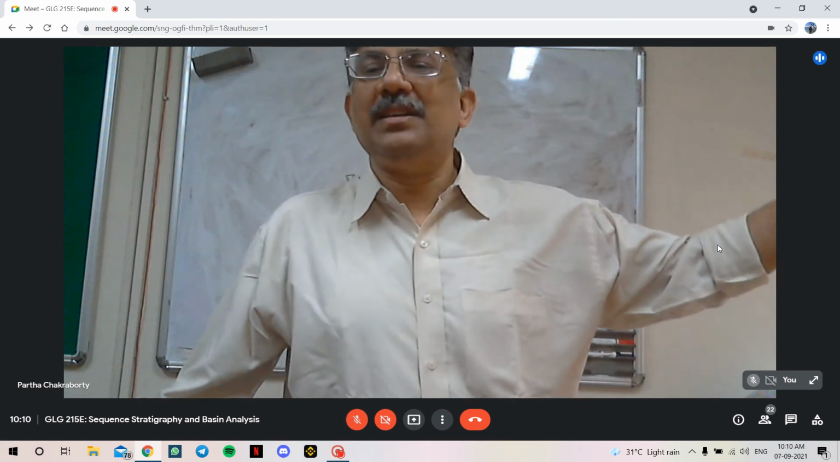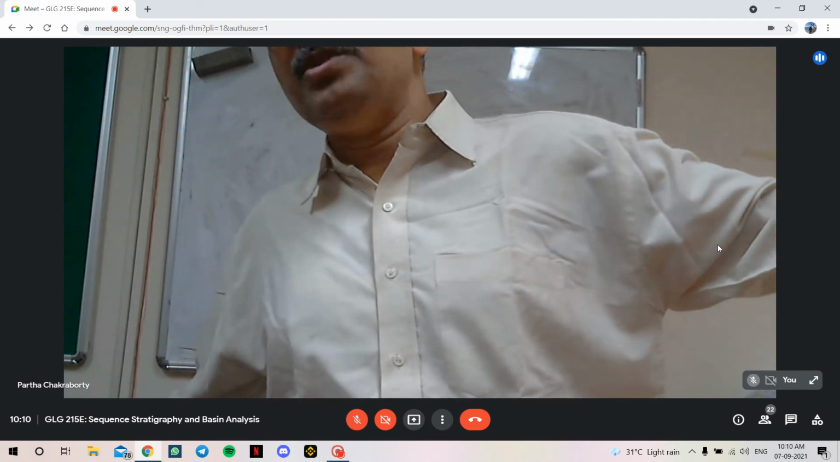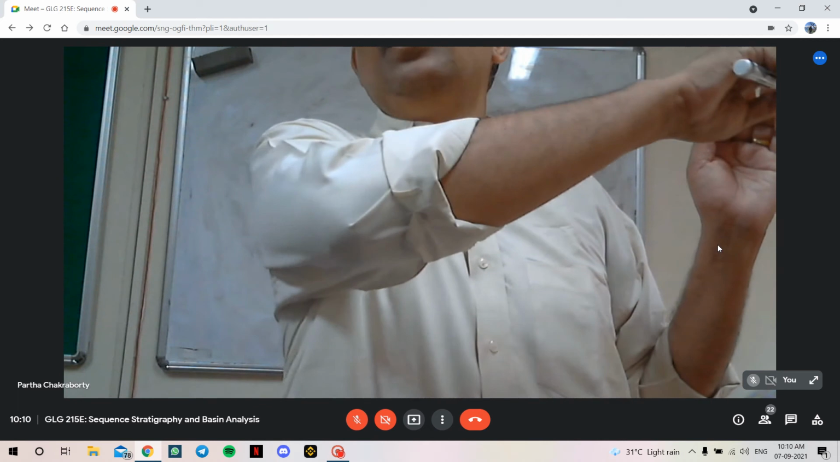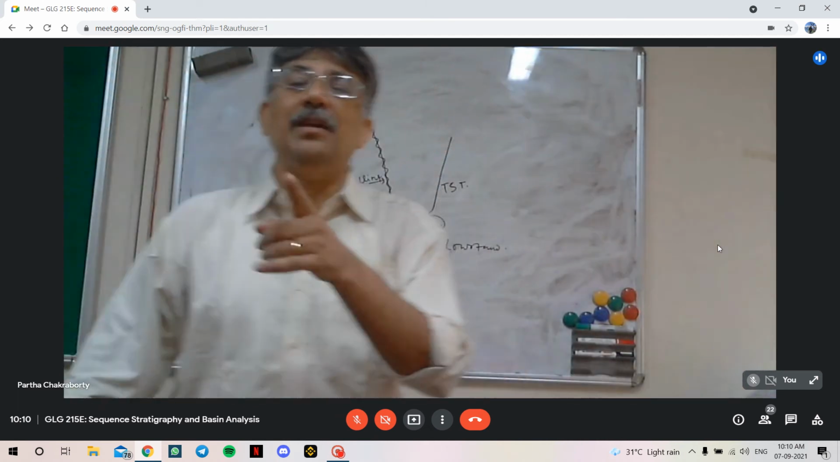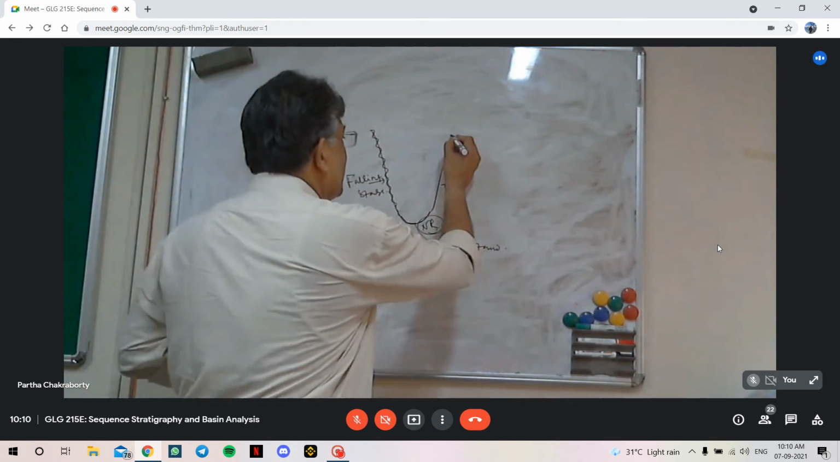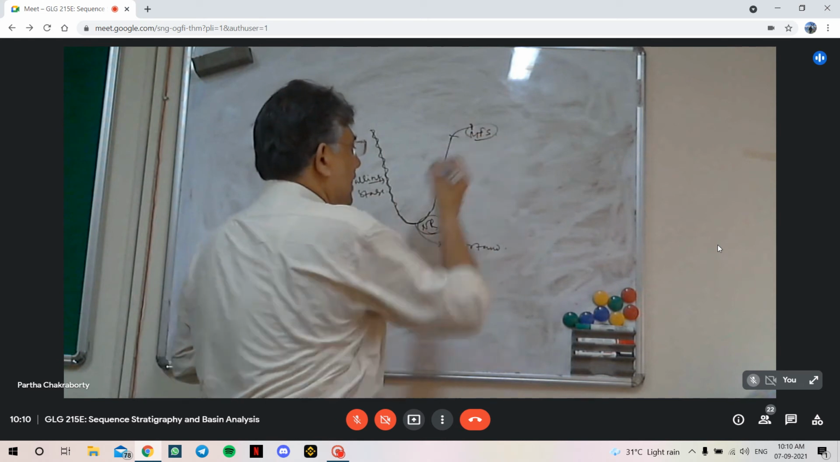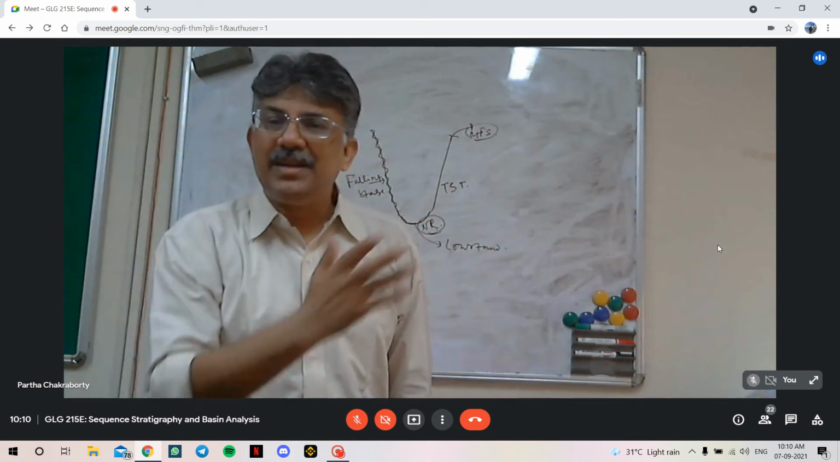And the topmost part is the most significant strata, which is basically covering from the proximal to the most distal part. What we are referring to as the maximum flooding surface. So the top of this is the MFS, maximum flooding surface. You can see the tracking back of the basis bed.